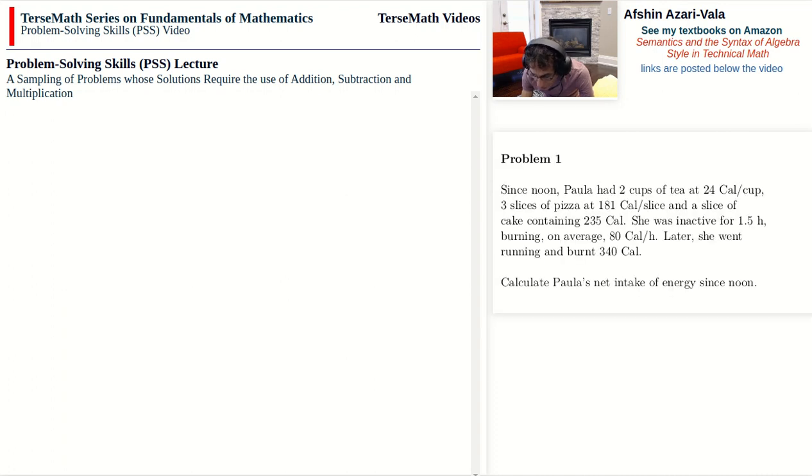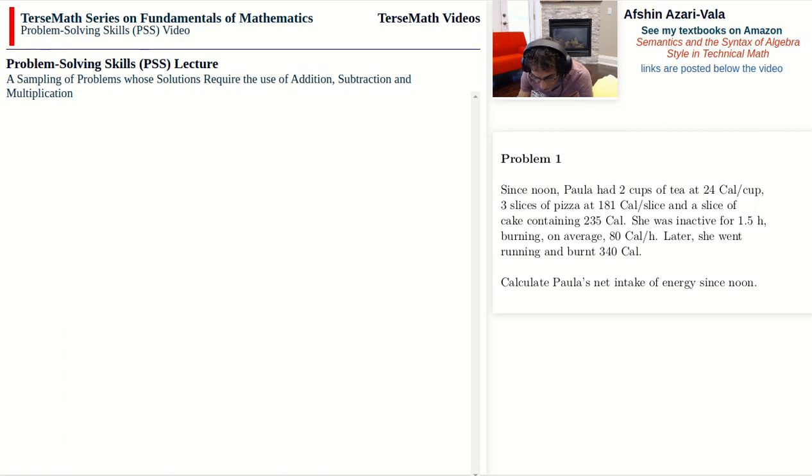Problem 1. Since noon, Paula had 2 cups of tea at 24 calories per cup, 3 slices of pizza at 181 calories per slice, and a slice of cake containing 235 calories. She was inactive for 1.5 hours, burning on average 80 calories per hour. Later, she went running and burned 340 calories. Calculate Paula's net intake of energy since noon. We saw this problem at the end of the previous video, and I thought maybe it's a good idea, just as a reminder, to start this video with that same problem.